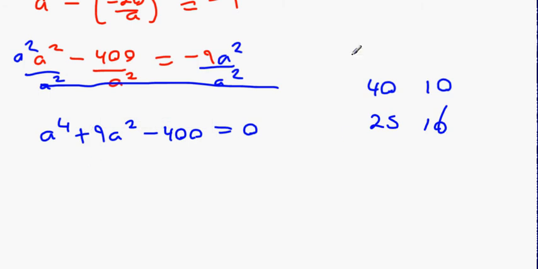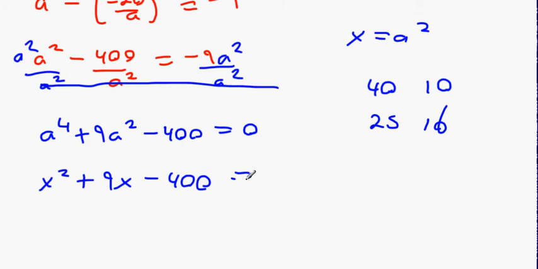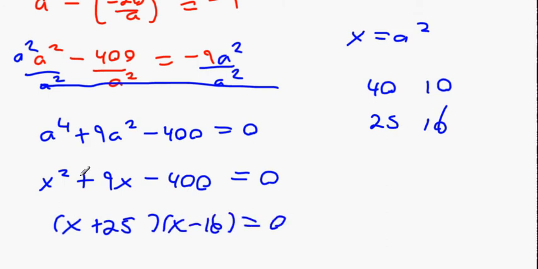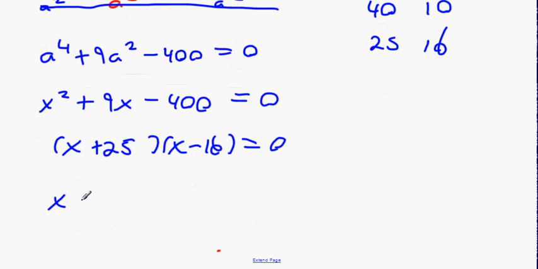Now we're going to let x equal a squared. So it's like last time, we're going to get x squared plus 9x minus 400 equals 0. And then we get x plus 25, x minus 16 equals 0. So we're going to get x equals minus 25. That can't happen because we can't have a squared equals minus 25. It has to be a real number this time around.